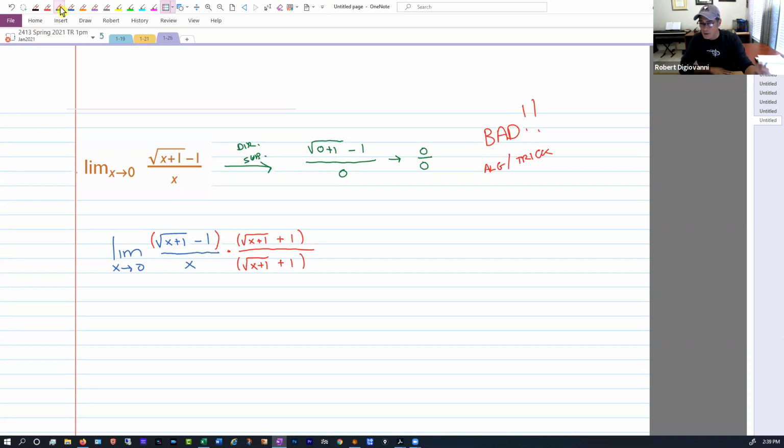Now watch what happens. I only have 1 minute. When I FOIL the top, I multiply that times that, the root goes away. Do you agree? So I'm ready for the next line. I have to write the limit again because I haven't actually let X go to 0. So those two go together and I get X plus 1.